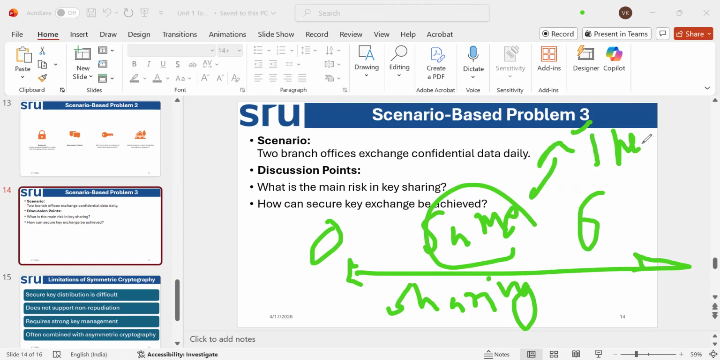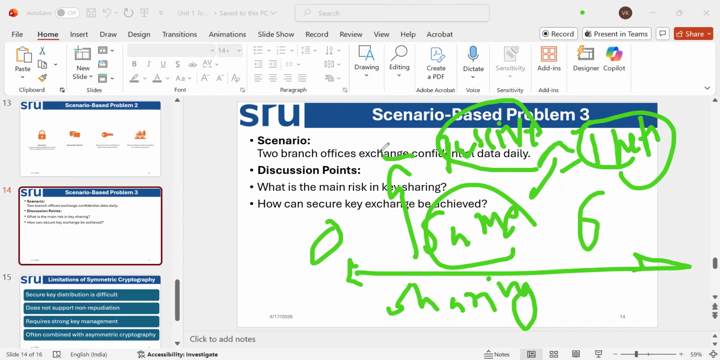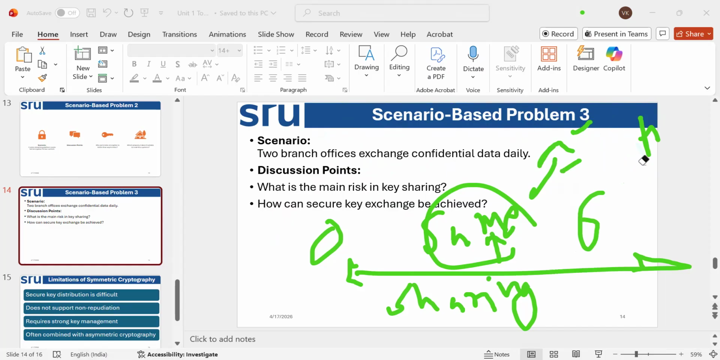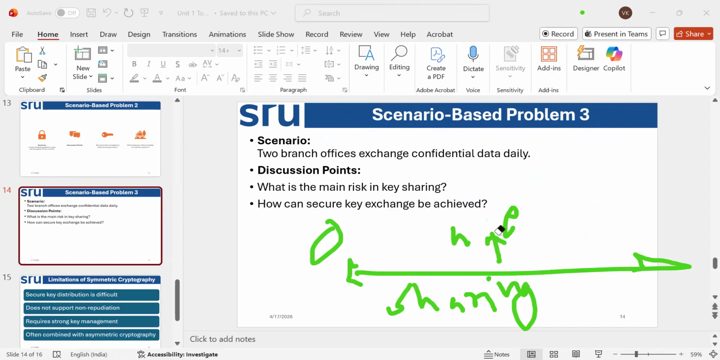If some person in between gets your key, then what happens? Anyone in between can become a passive or active attacker. A passive attacker is just reading your information; they are not doing anything, just enjoying your information. But active attackers can take the information and harm you. So in between, anyone can come. There is sharing of the same key.